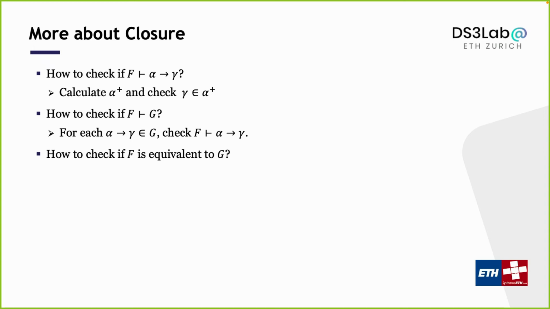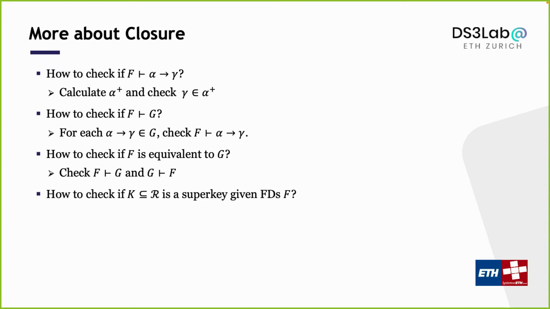How can you check whether F and G, two collections of functional dependencies, are equivalent, for example? Well, you check whether you can derive F from G and you can derive G from F, and that's it, right? Once you can compute the closure of a subset of attributes, answering these questions is very simple. Compute the closure and you check, okay? And as you can see, these are very fundamental questions. And you can do more.